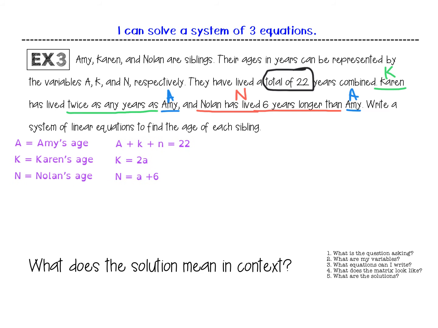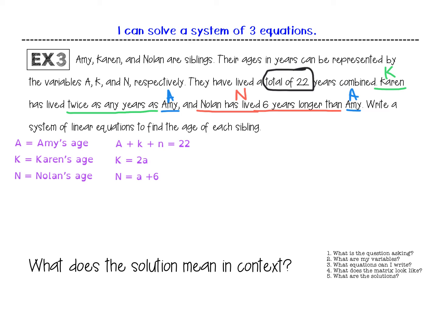All right, so they actually told us to use A, K, and N respectively. If you used X, Y, and Z, that's fine. But A is Amy's age, K is Karen's age, and N is Nolan's age. So I know they've lived a total of 22 years combined. Combined means adding. So Amy's age plus Karen's age plus Nolan's age is 22. Karen is twice as old as Amy, essentially. So Karen has to be older. So for Amy to catch up, I have to say that Karen equals twice Amy's age. And then Nolan is 6 years older than Amy. So Nolan is older. So for them to be equal, I have to take Amy and add 6.